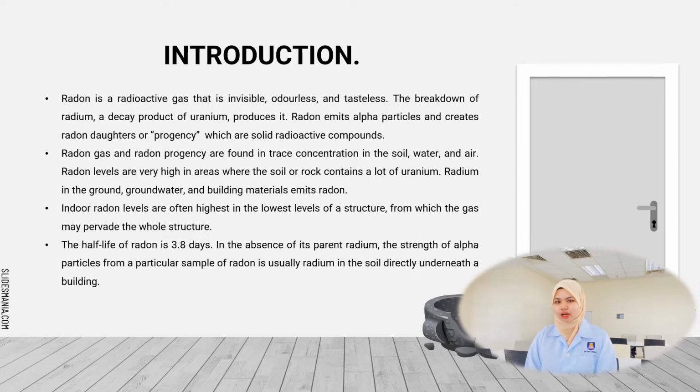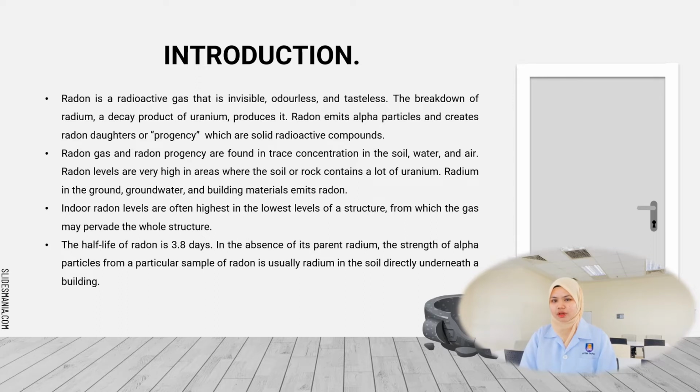Indoor radon levels are often highest in the lowest level of a structure, from which the gas may pervade the whole structure. The following figure illustrates the radioactive decay chain that produces radon and radon progeny: uranium, thorium, radium, radon, and lastly radon daughter. Not only that, the information from Radon in Building 2019 also states that the half-life of radon is 3.8 days. In the absence of its parent radium, the strength of alpha particles from a particular sample of radon will decrease by half in 3.8 days.